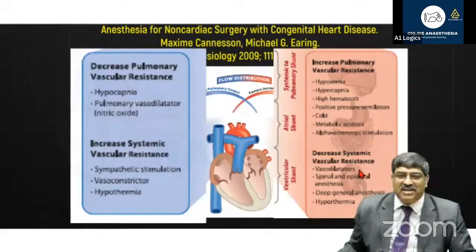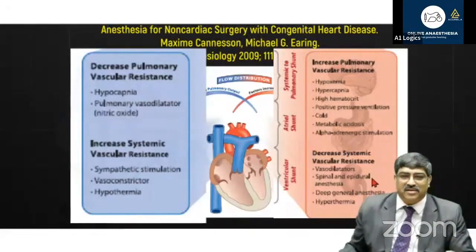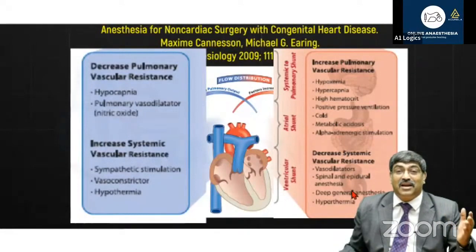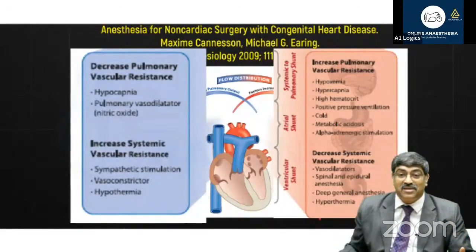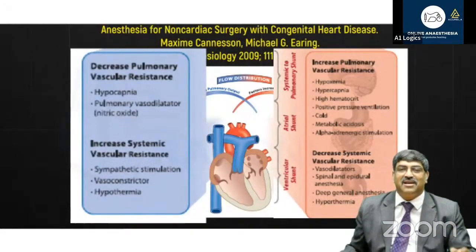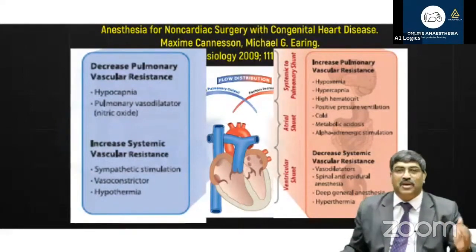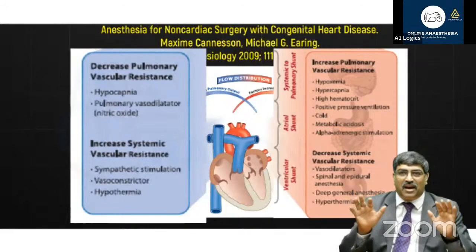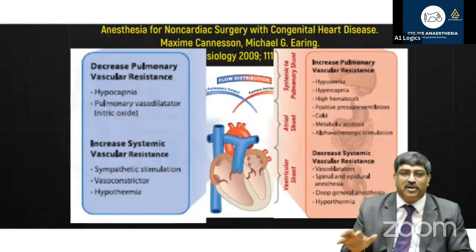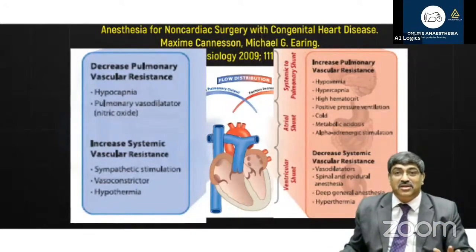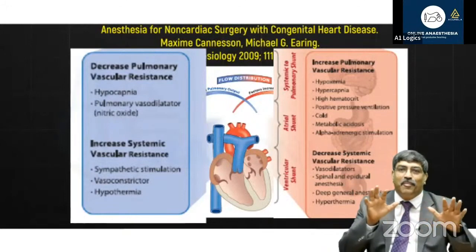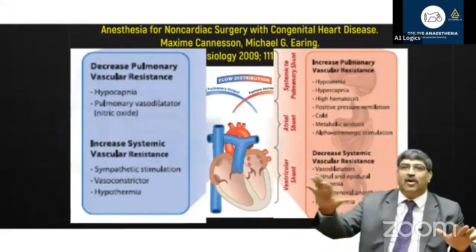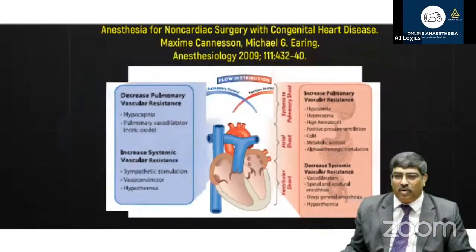And what are the factors which decrease your systemic vascular resistance? Use of systemic vasodilators, regional anesthesia, spinal and epidural anesthesia, deep general anesthesia, and hyperthermia. These are the factors which decrease your systemic vascular resistance. As an anesthesiologist in the perioperative period, you have to use these 4 things to manage either your pulmonary blood flow or maintain your cardiac output.